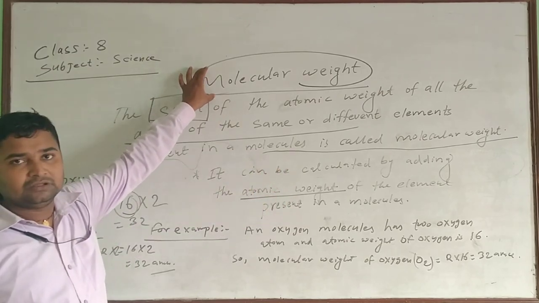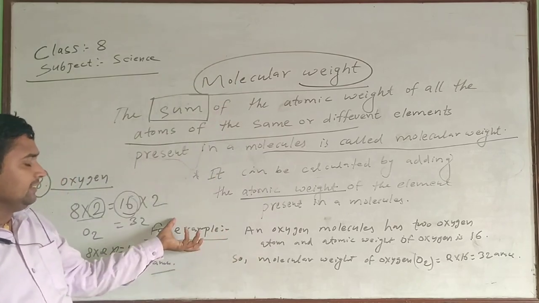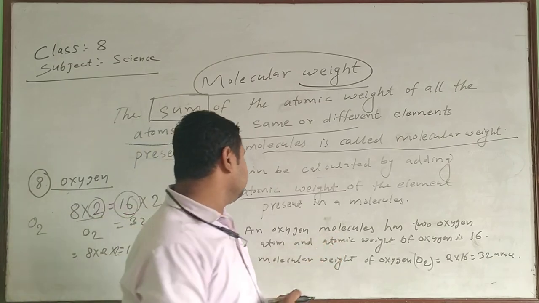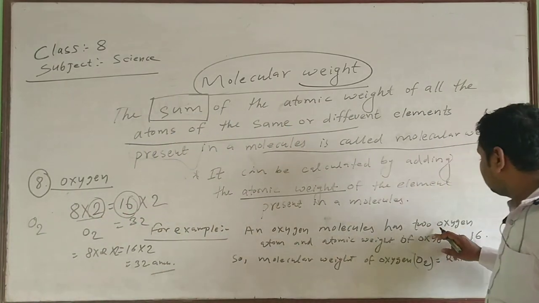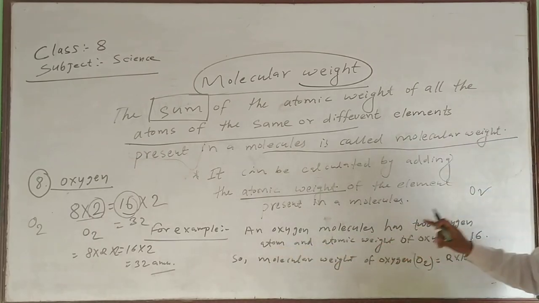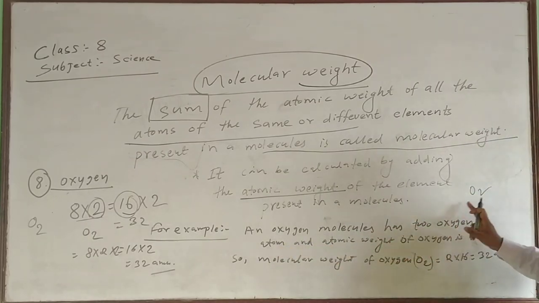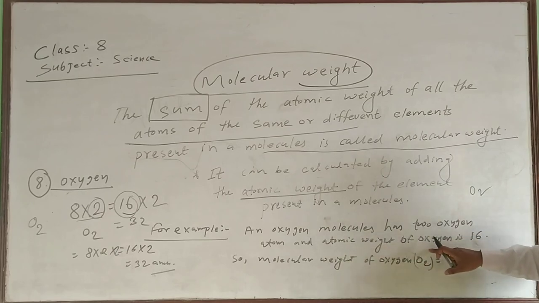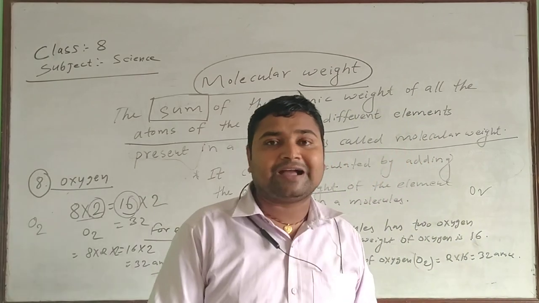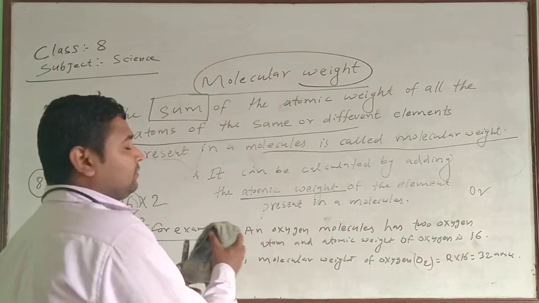So once again, listen to one example carefully. The oxygen molecule has two oxygen atoms, that is O2. There are two atoms present in the oxygen. So the atomic weight of oxygen is 16, and the molecular weight, calculated by O2, will be 32. I will show you the next example, carbon dioxide, and how we can calculate it.